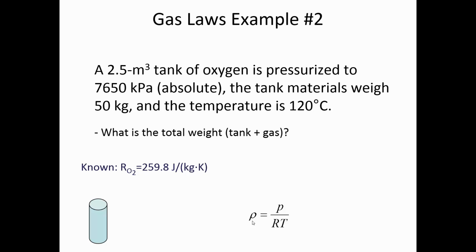All right, so what I'd like you to just take a crack at really quickly is, for a tank of oxygen that's 2.5 cubic meters, that's the volume of oxygen inside of this tank. The pressure is 7650 kPa, and that's the absolute pressure, which is when we're working gas laws, we'll be working in absolute pressure. And then the mass of the tank itself, just the steel of the tank, is 50 kilograms, and the temperature of the gas is 120 Celsius. What's the total weight, meaning the steel of the tank and the gas? And by the way, how do we measure weight? What units? Newtons. Right, so mass is kilograms, newtons is weight.